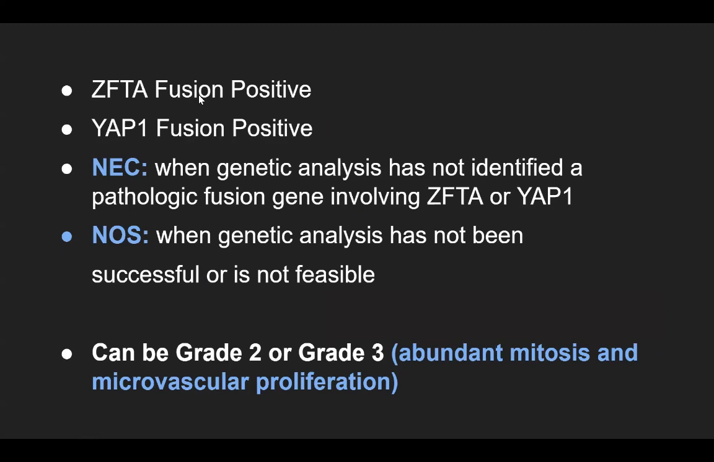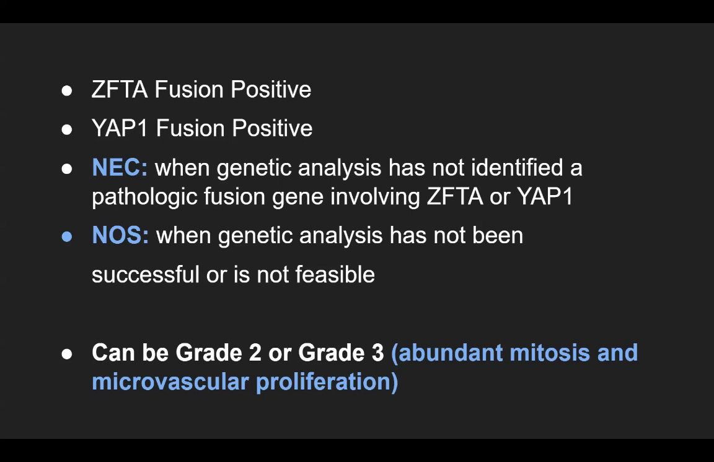So we have ZFTA fusion positive. We have YAP1 fusion positive. What is NEC? NEC is when the genetic analysis has not identified a gene involving either ZFTA or YAP1. When neither of these is involved, we say not elsewhere classified. And NOS is not otherwise specified. This is what we label when the genetic analysis has not been done at all. It was not feasible, it was not successful, or it was not available.